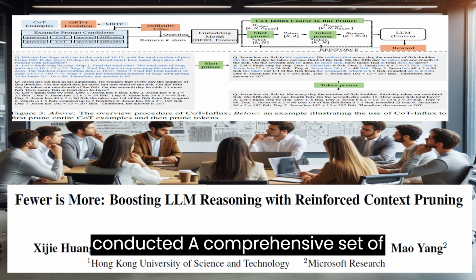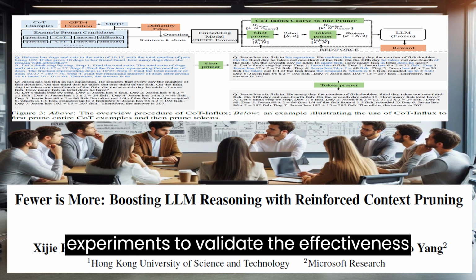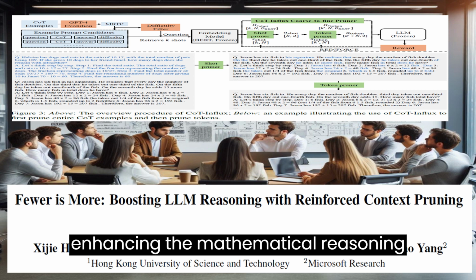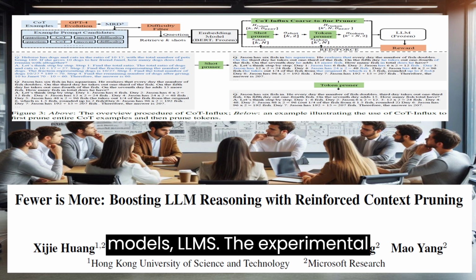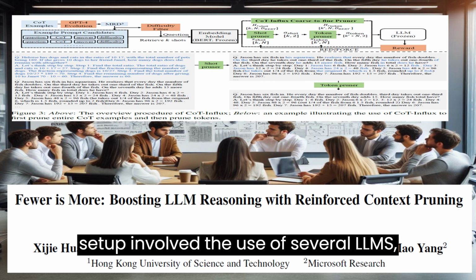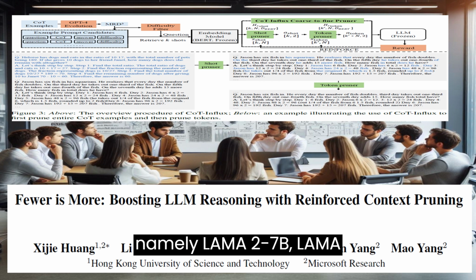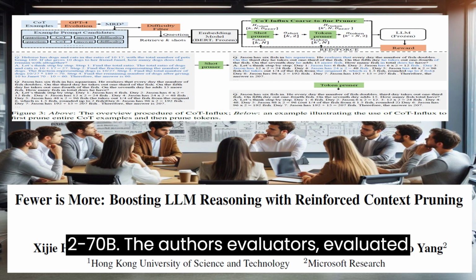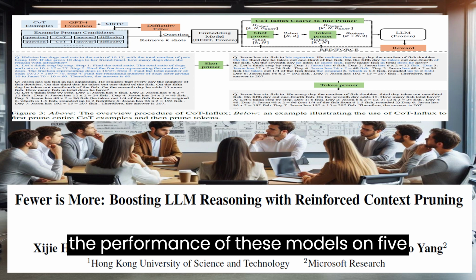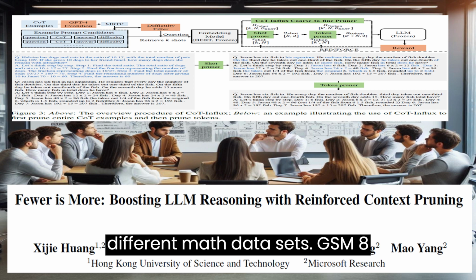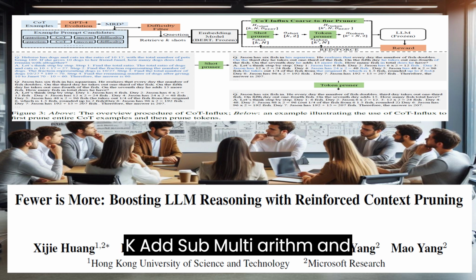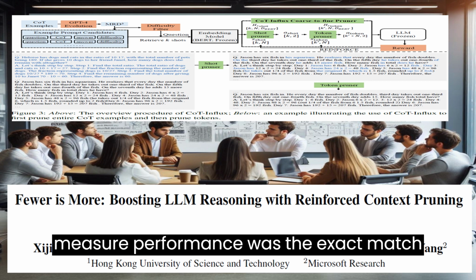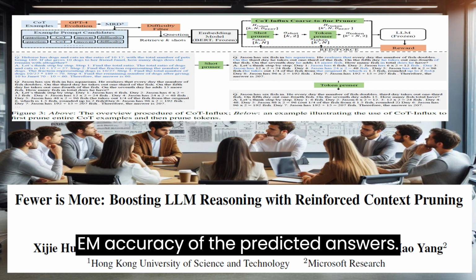The authors of the paper conducted a comprehensive set of experiments to validate the effectiveness of their proposed method, CoT influx, in enhancing the mathematical reasoning capabilities of large language models, LLMs. The experimental setup involved the use of several LLMs, namely Llama 2-7b, Llama 2-13b, and Llama 2-70b. The authors evaluated the performance of these models on 5 different math datasets: GSM8K, AddSub, MultiArith, SVAMP, and SingleEq. The metric used to measure performance was the exact match, EM, accuracy of the predicted answers.